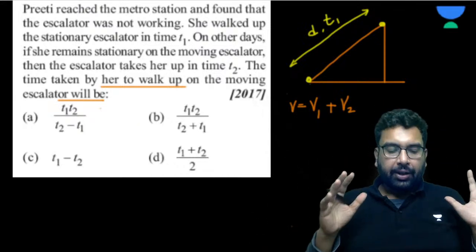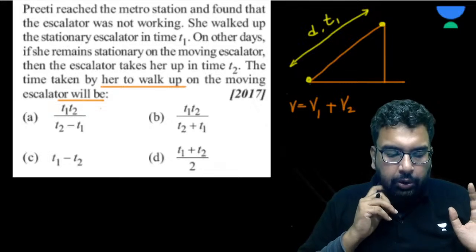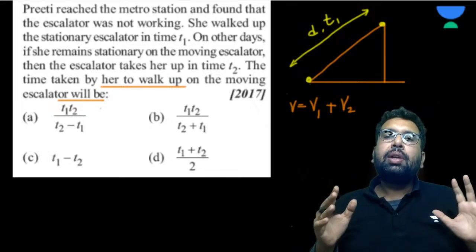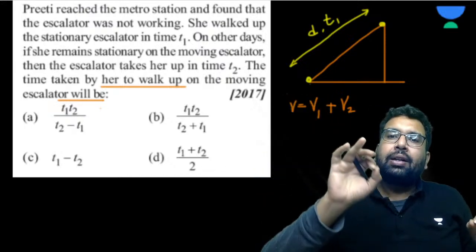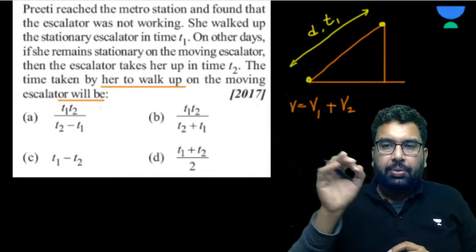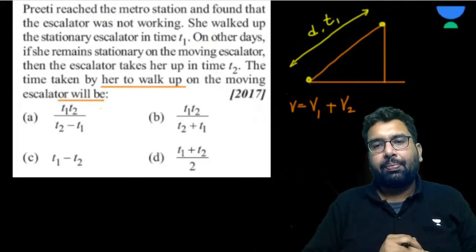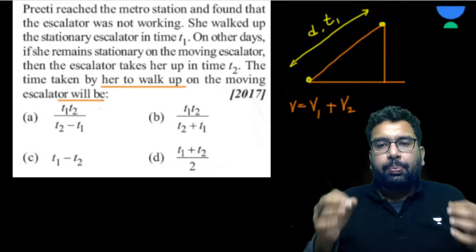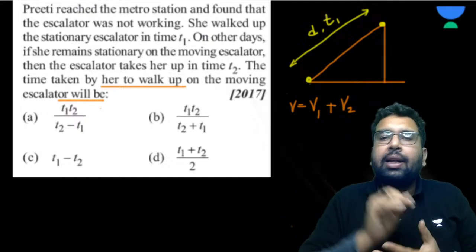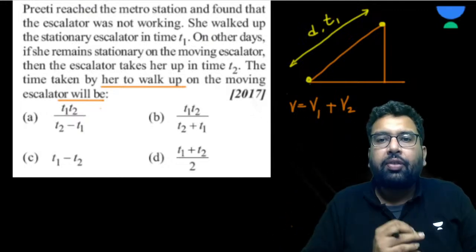There is one day, Pradita, you didn't answer it. So please understand this. On Sunday, when the escalator was not working, she walked up the distance D in T1 time. Now with this information, you can find the speed at which she walks over the escalator. We are calling it V1.